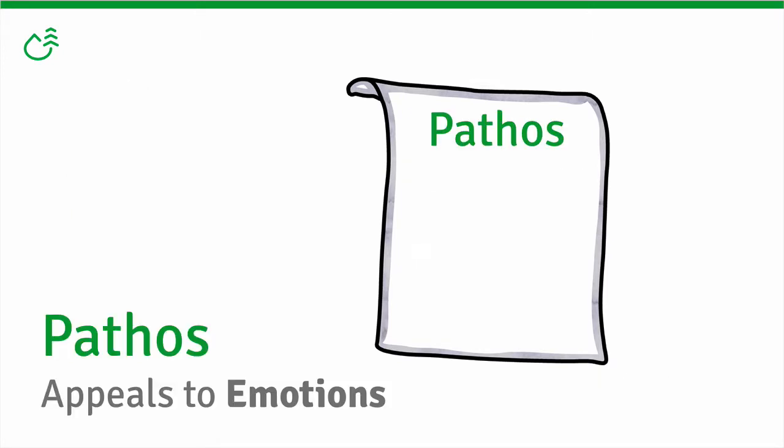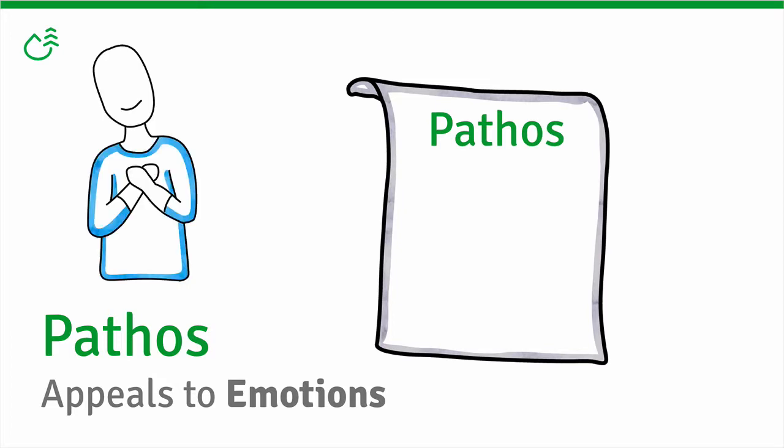The third mode is pathos, which appeals to the audience's emotions. Here, the explainer persuades by connecting to the audience's needs, values, and emotions.